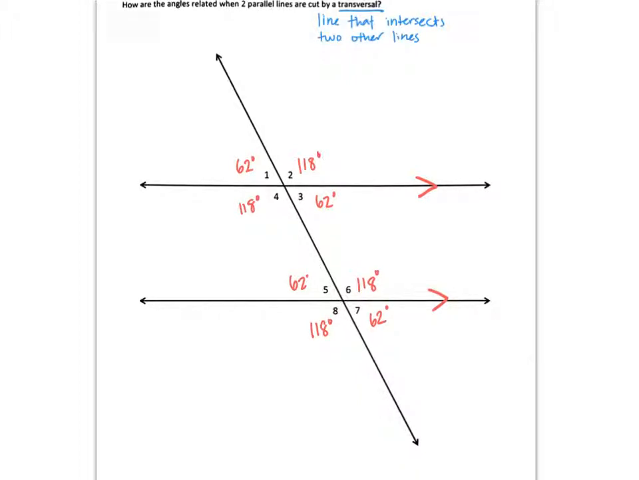So what do you notice about these? Well, we only have 2 different measurements. There's 62 here, here, here, and here, and then there's 118 degrees on the other 4 angles. And it kind of does this zigzagging, very interesting pattern here. So if you were to use your protractor and measure those, that's what you would get.